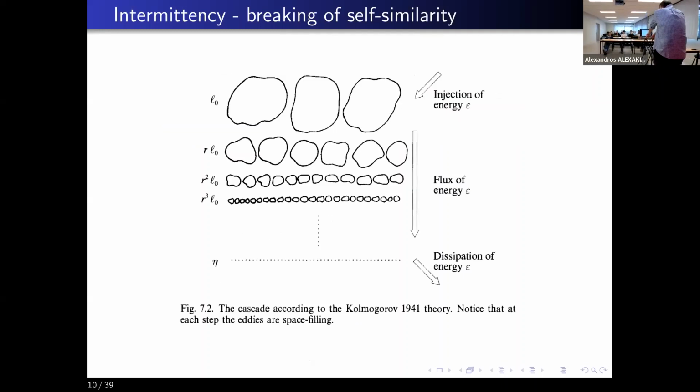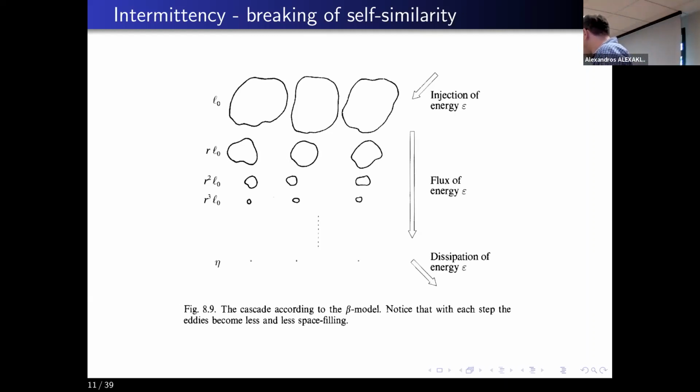And the explanation has been put forward by Kolmogorov himself, and a lot of other scientists, that this picture of Richardson is not exactly like that. The eddies that are generated through the cascade process do not fill space as is shown here. This has been taken from the Frisch book. But it's more like this.